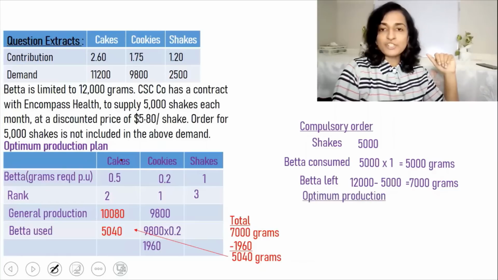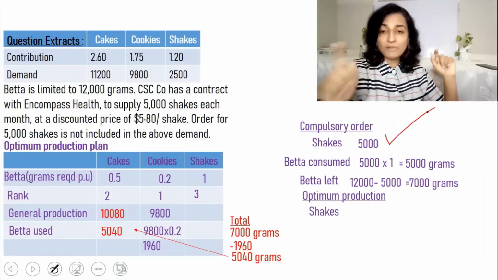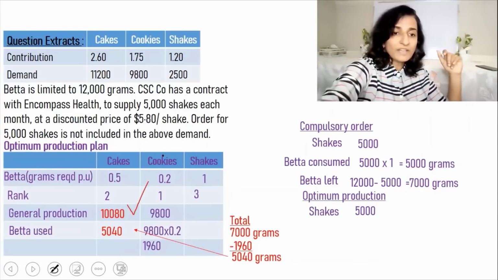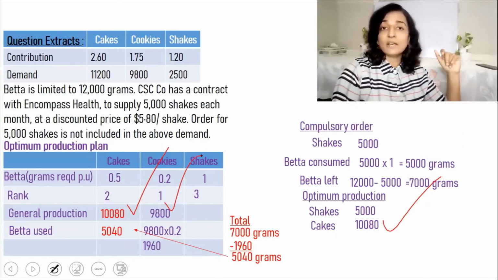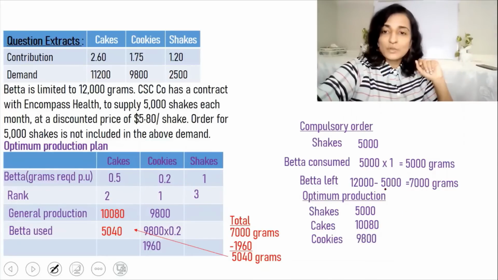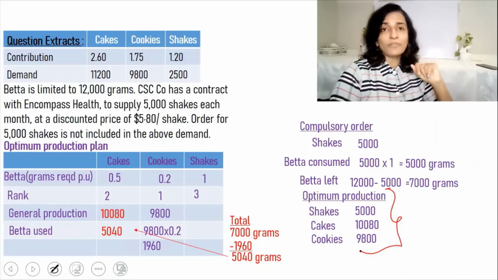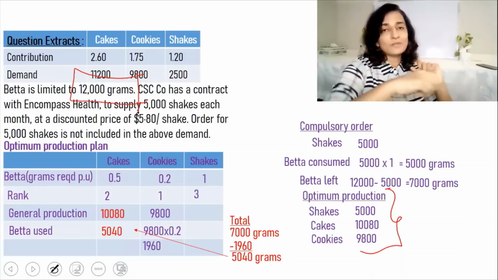So I will just make note of the optimum production. Shakes we have already manufactured 5,000. That was a compulsory order. So 5,000 we are manufacturing, and cakes we are manufacturing 10,080, and cookies 9,800. So this is the optimum production plan where we get the maximum profit when the quantity of beta is limited to 12,000 grams.